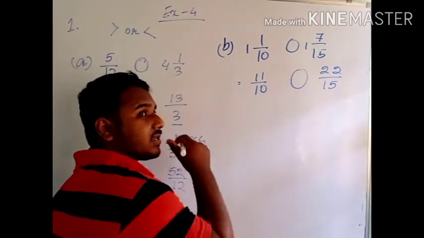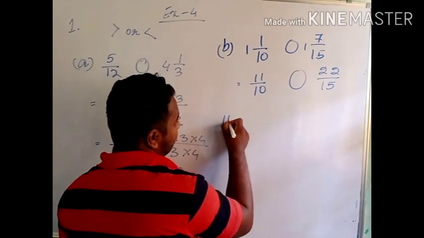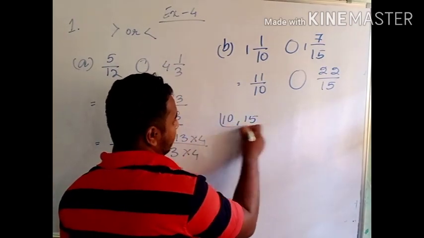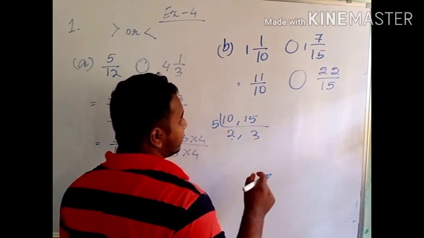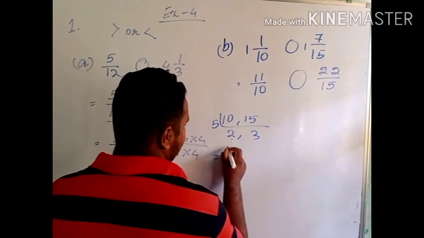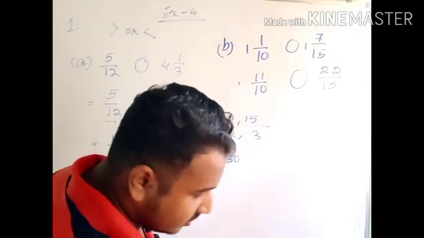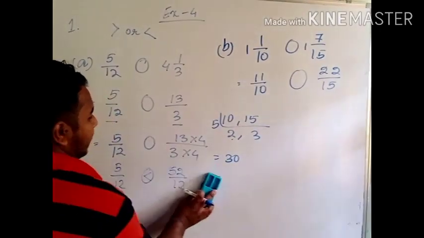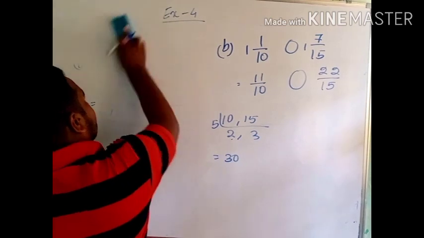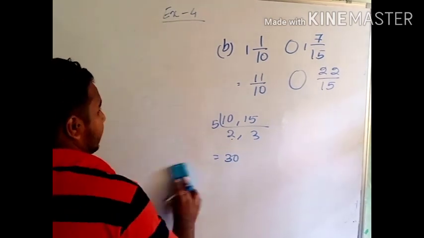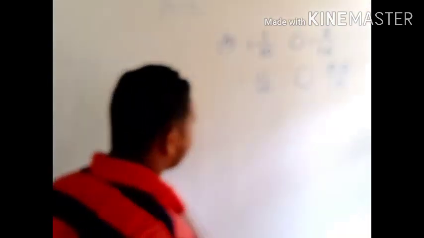Okay, nothing is there. Now take the LCM of 10 and 15. 5 2s are 5 3s, 10 3s are 30. Answer will come 30. So now 30 we have to make it. I am rubbing this portion. 30 we have to make. 10 into how much is 30? 10 3s are 30. Very good.